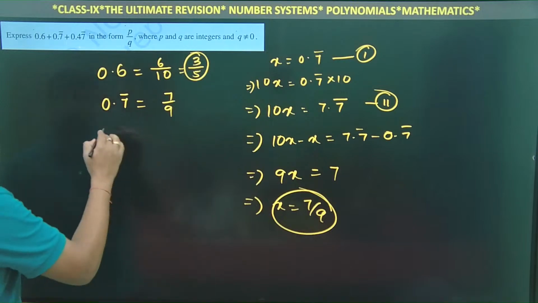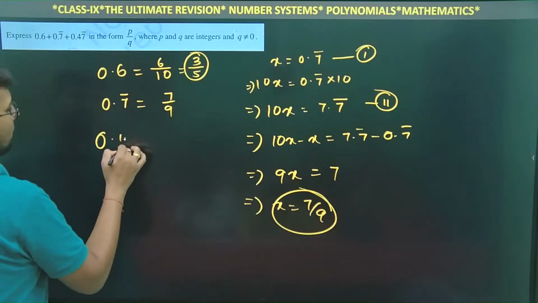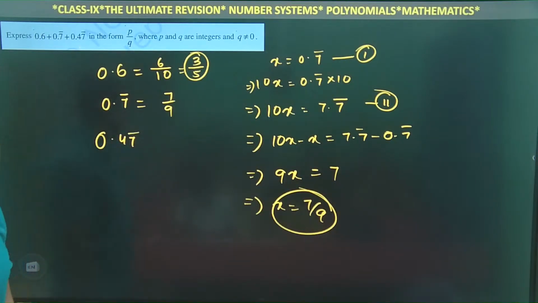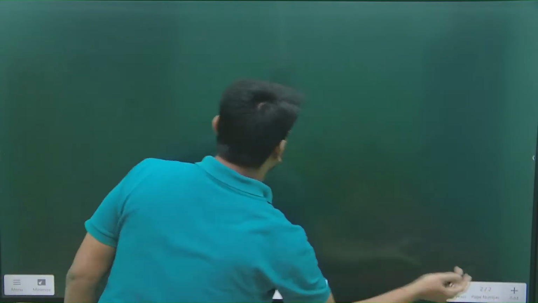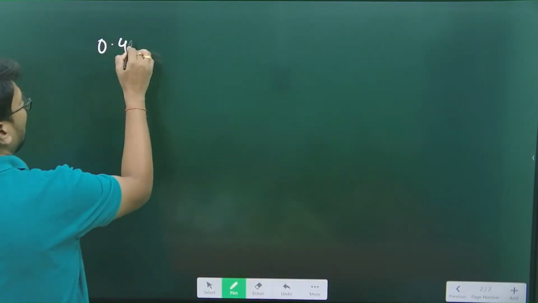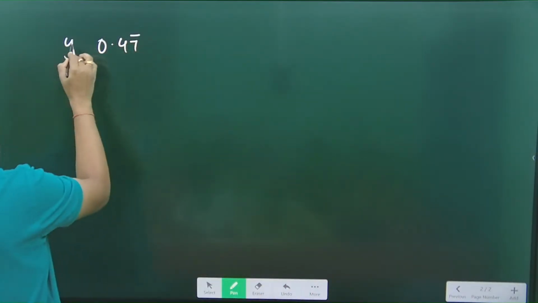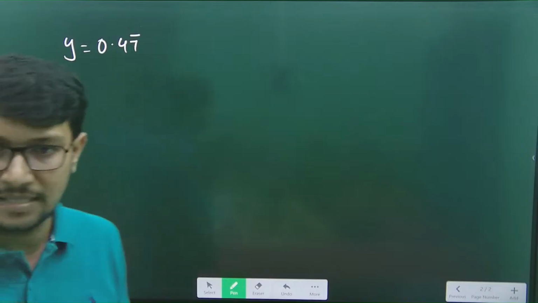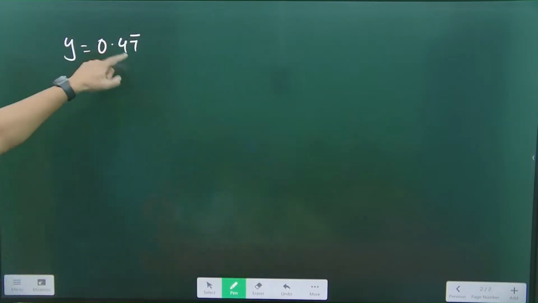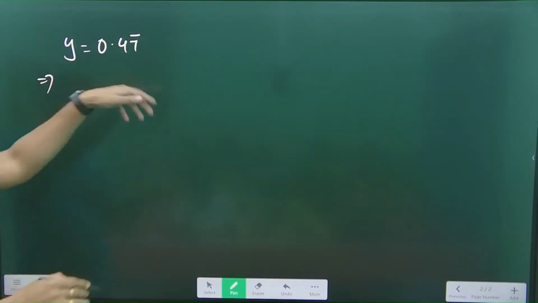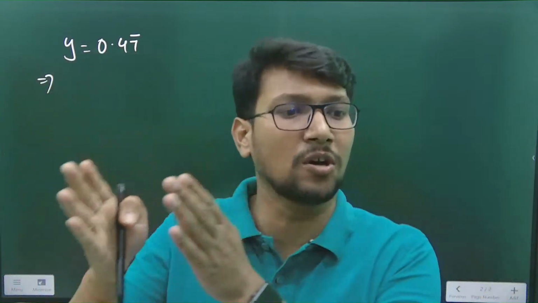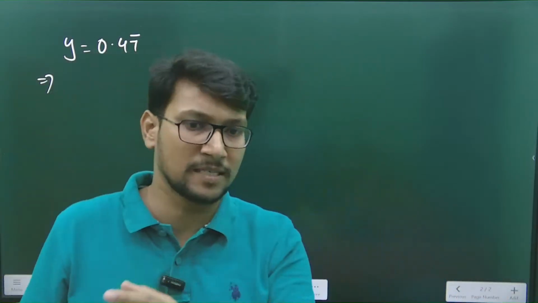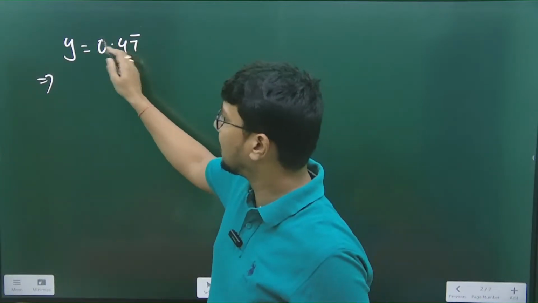Done? Chalo. Next is 0.47 bar. How can you write it? Let us take y as this. Y is this. Now see, here after the decimal, the next digit is not under the bar. So which side do we bring the digit which is not under the bar to? The whole number side. So this is the decimal part, this is the whole number part.